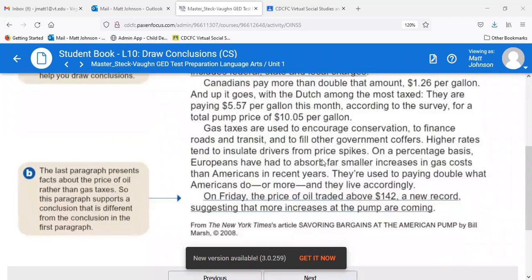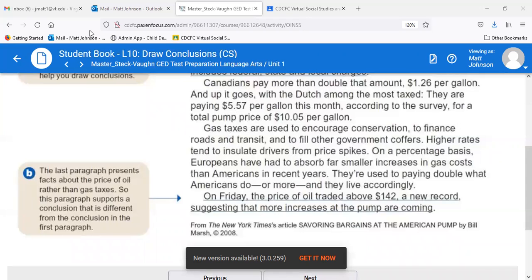High rates tend to insulate drivers from price spikes. On a percentage basis, Europeans have had to absorb far smaller increases in gas costs than Americans in recent years. They're used to paying double what Americans do or more, and they live accordingly. On Friday, the price of oil traded above $142, a new record suggesting that more increases at the pump are coming. And this was taken from the New York Times article, Savoring Bargains at the American Pump by Bill Marsh.